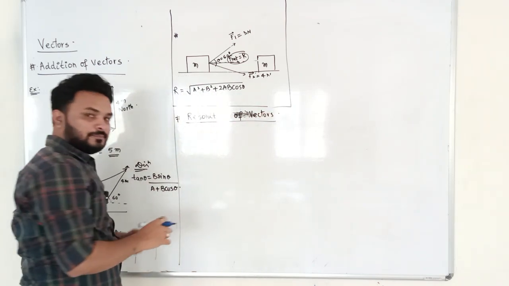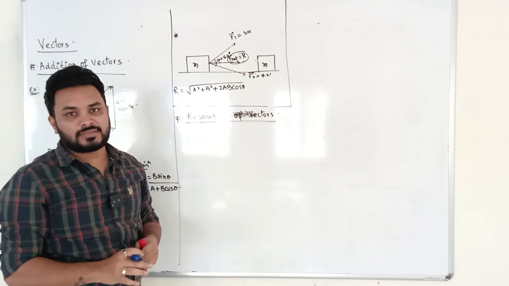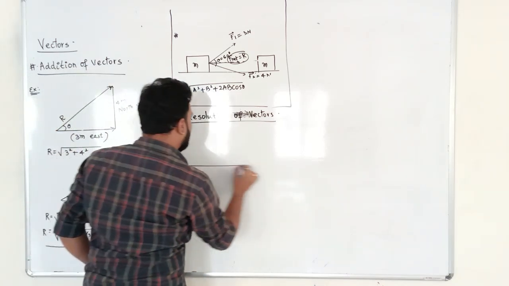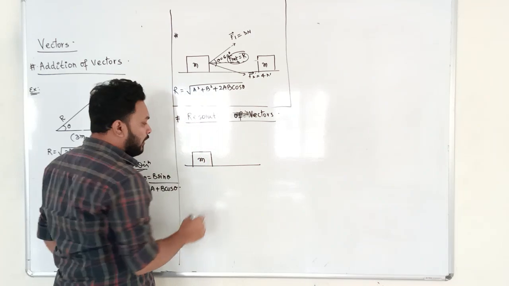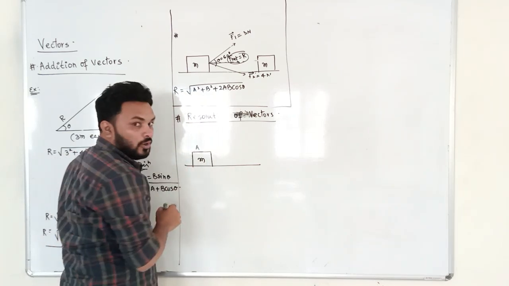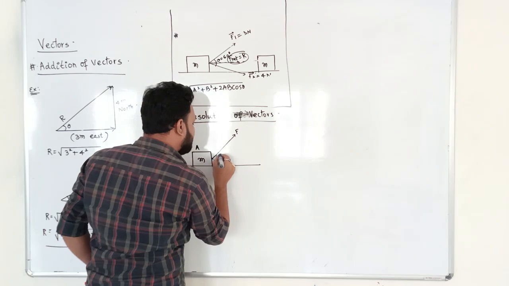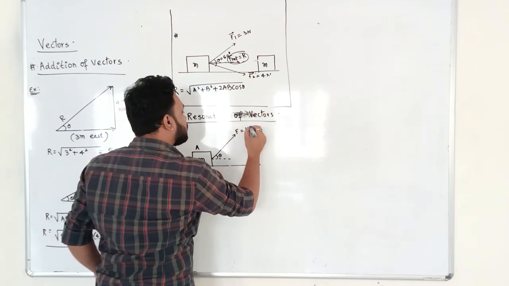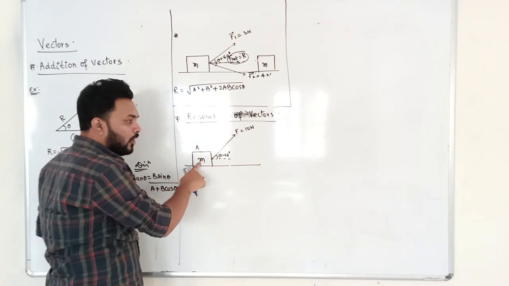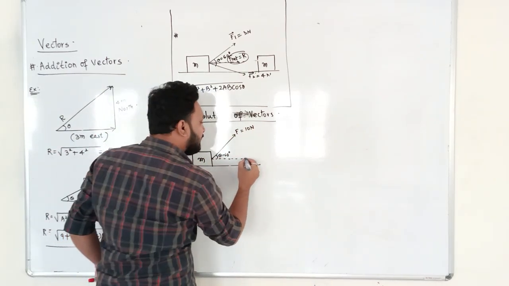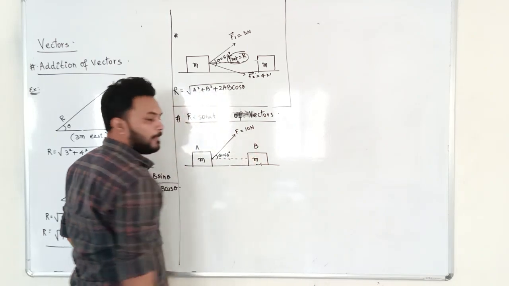Again, we have already seen how we take the components. Let's see one example. Suppose there is a block at point A. I am applying a force in this direction, making an angle theta. Let's say we are taking a 10 Newton force, and theta is 60 degrees. At 60 degrees we are applying the force. The block is not moving in this direction; rather, it is moving in this direction, to point B.